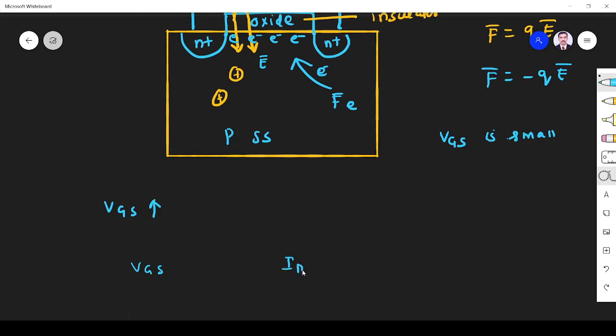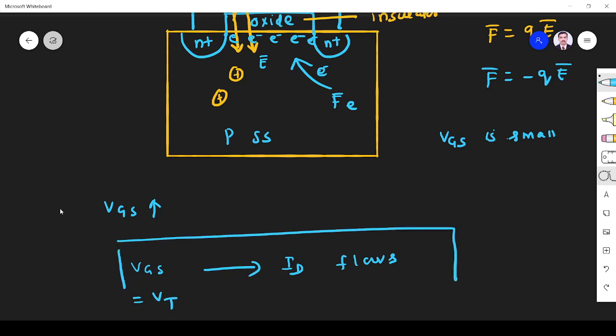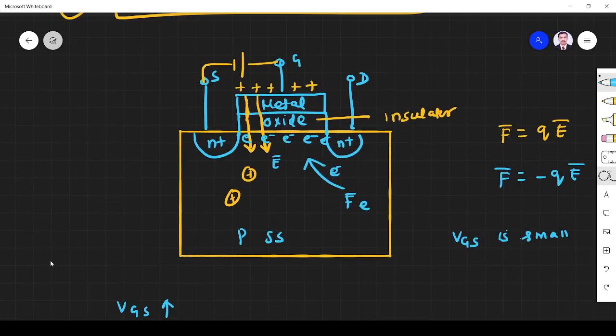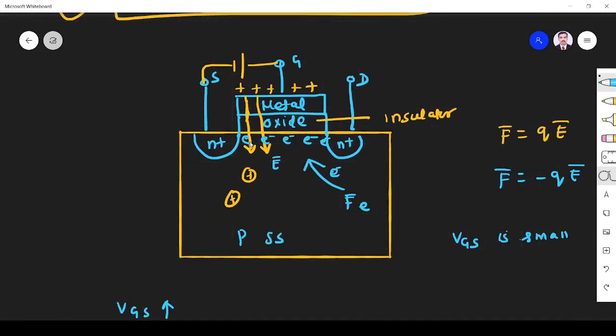ID starts flowing because it will form a channel of negative charge carriers. So ID flows, right? The value of VGS at which ID flows is called the threshold voltage. So when VGS is equal to VT, what will happen? Current starts flowing, right? Here you see the substrate is p-type, and an opposite layer is formed in it.